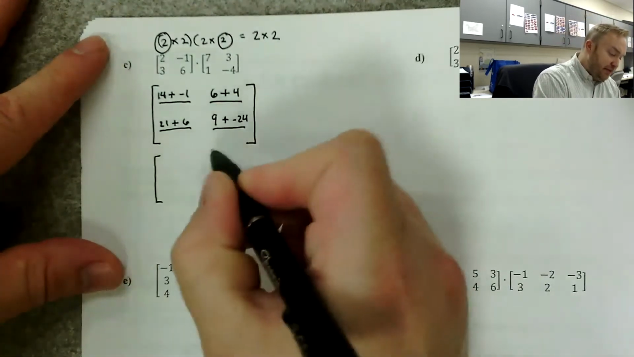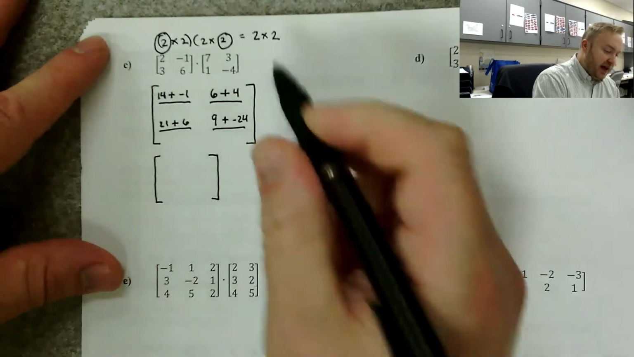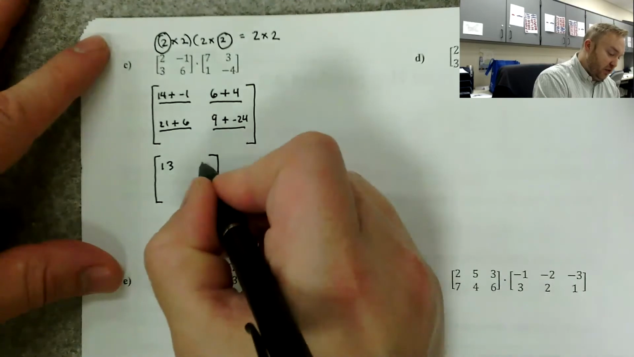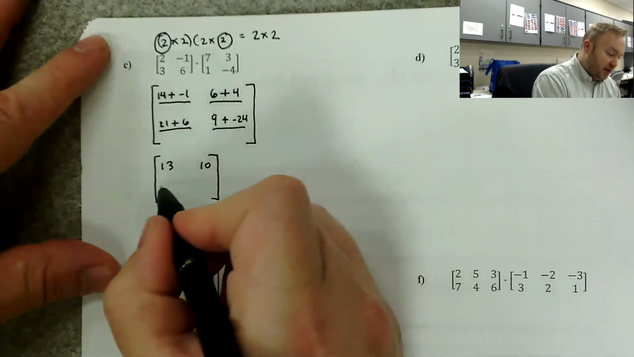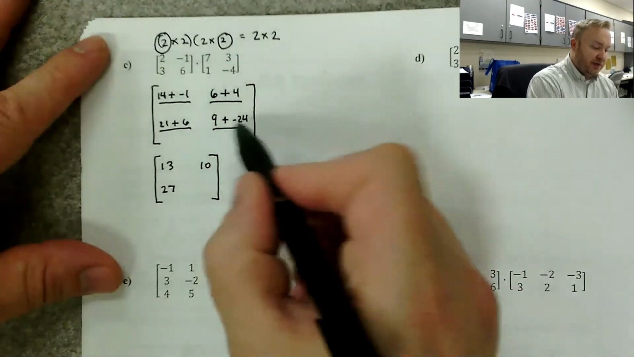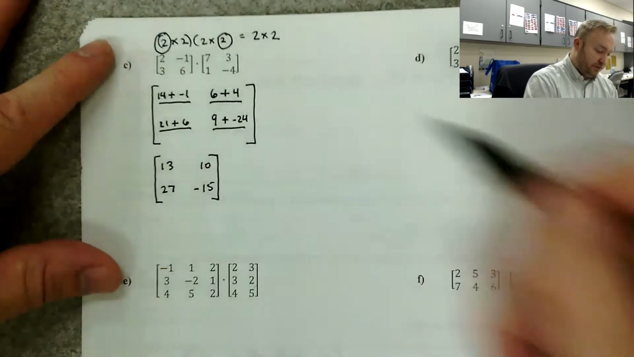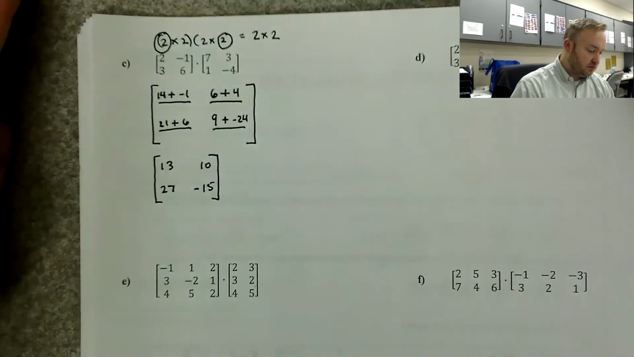Okay, my last step is just to add all these numbers together. So 14 minus 1 is 13. 6 plus 4 is 10. 21 plus 6 is 27. And then 9 minus 24 would be -15. No, it's not.